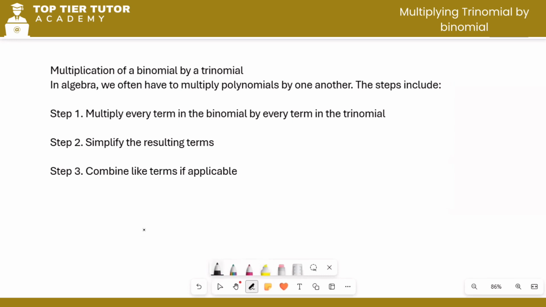Our example that we're going to use is x plus 3 times 2x squared minus 5x plus 8. Okay, so the first thing is to multiply every term in the binomial by every term in the trinomial. I normally would like to write it this way: x, this x, multiplied by everything in the trinomial, and 3 multiplied by everything in the trinomial.